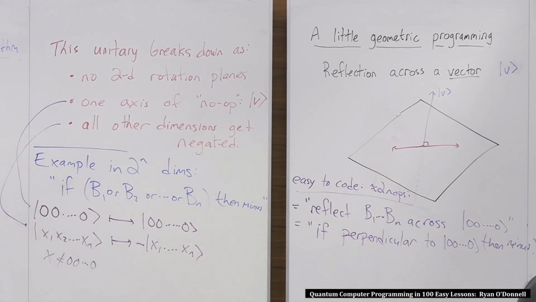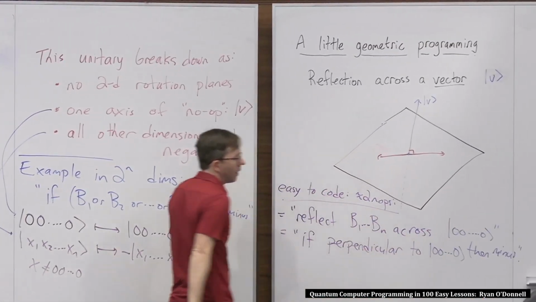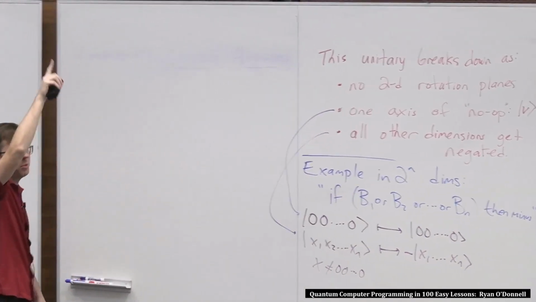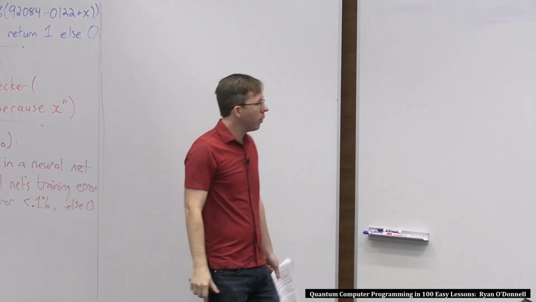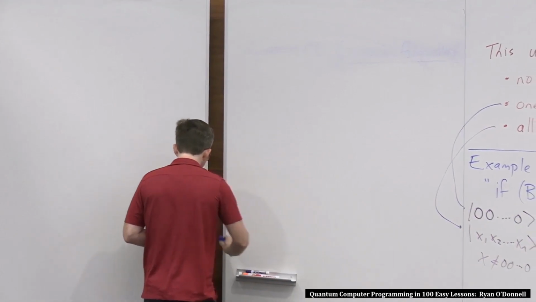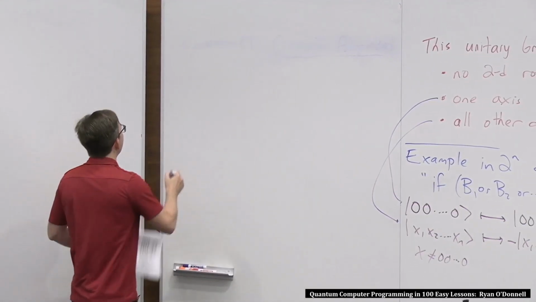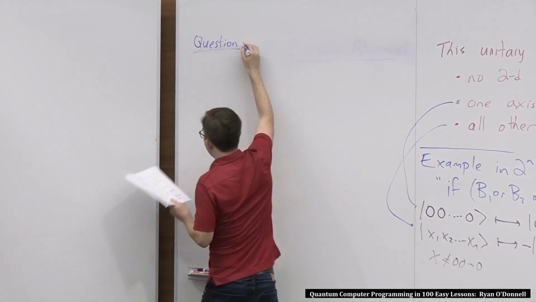Okay, any questions about this? So let's try to generalize this a little bit. This is about coding up reflection across this particular vector, the basic state all zeros, or the extremely tall vector with a 1 in the first coordinate and zeros everywhere else. What if you want to reflect across some other vector? Could you do that also easily? Okay, so let's ask this as a question. The answer is going to be often yes.